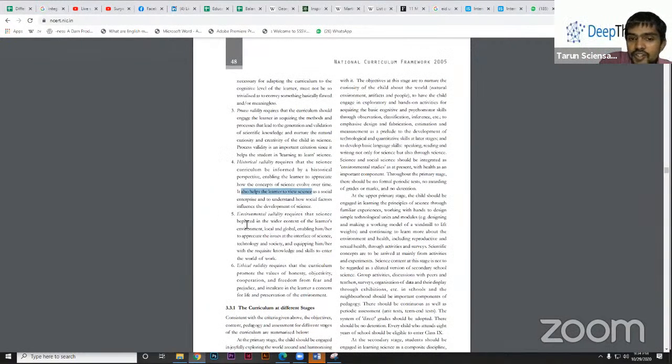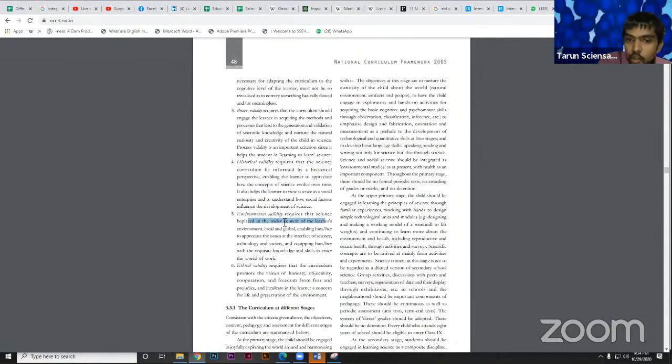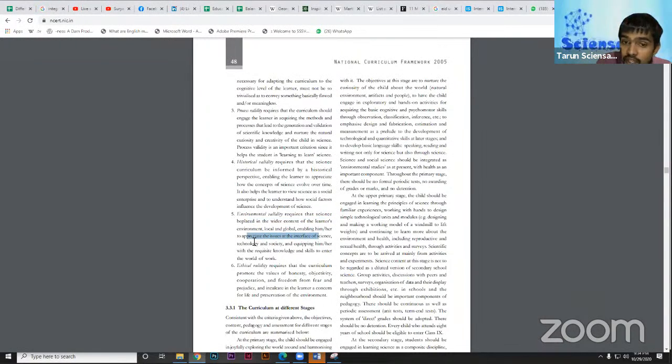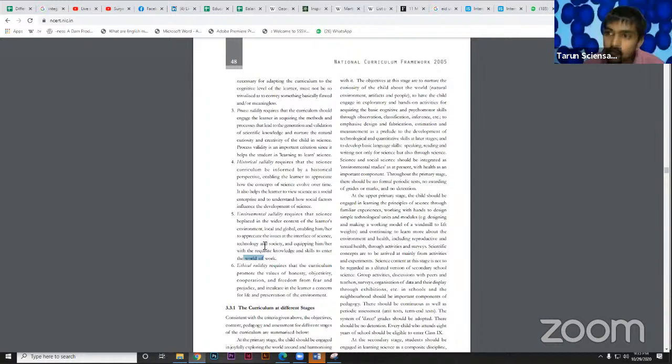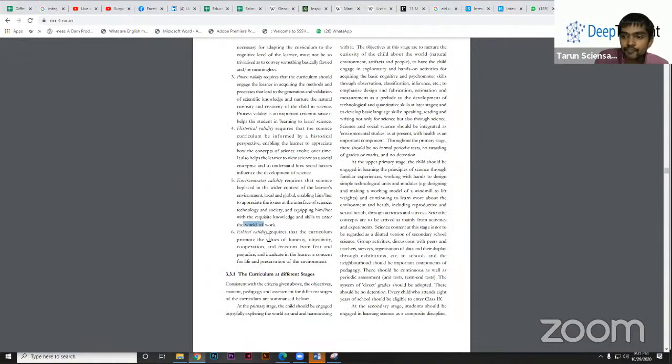Environmental validity requires that science be placed in a wider context of the learner's environment, local as well as global, enabling him or her to appreciate the issues at the interface of science, technology, and society, equipping him or her with the requisite knowledge and skills to enter the world of work. So the immediate context, I mean, if you're teaching science to a student in a village, are you connecting that science with the environment around the student? That is important so that the child can connect science, technology, and society and be ready for the workplace.